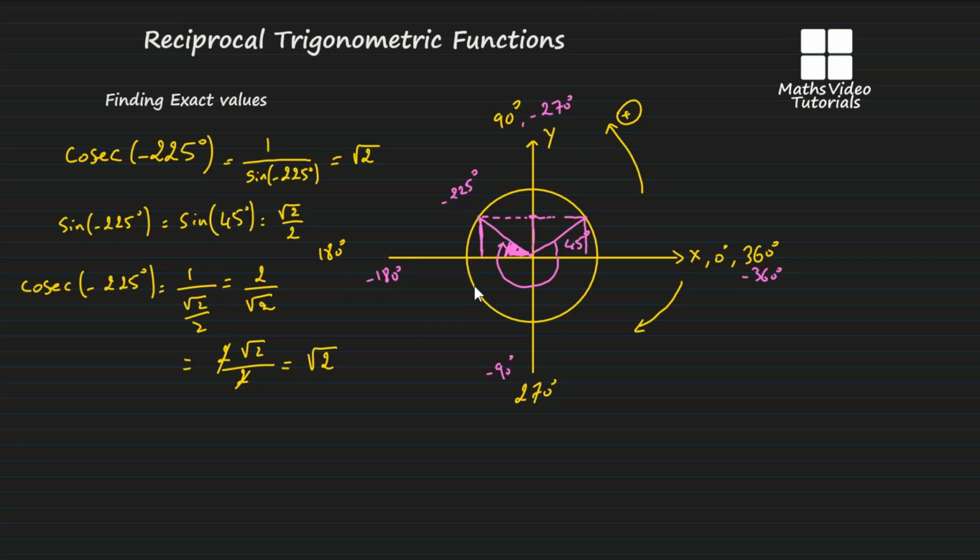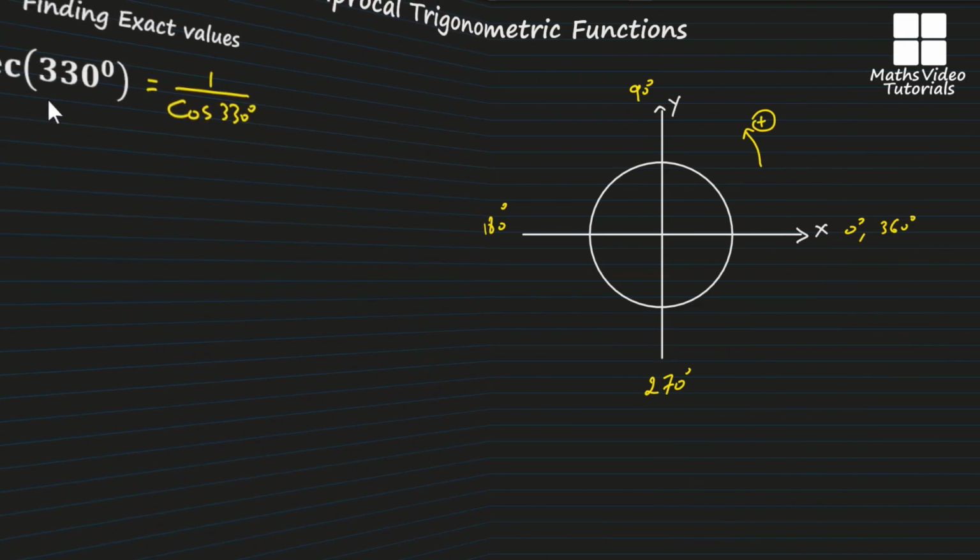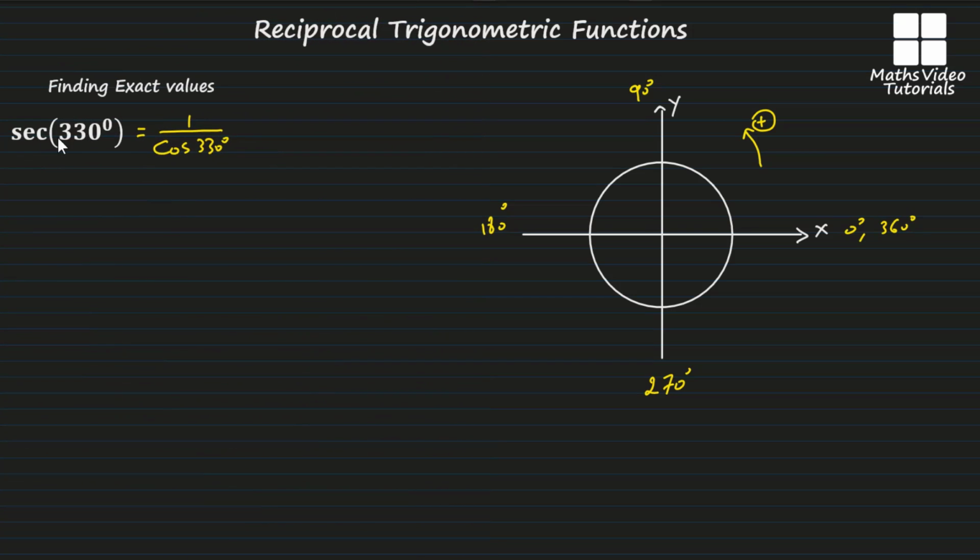Let's do another example. For this example, we're going to take a look at sec 330. We know by definition it is equal to 1 over cos 330. You could do this in a calculator. If you plug in 1 over cos 330 as a fraction, you will get the exact value. But we're going to stick to the unit circle and place the angle 330 following the positive direction of measuring angles in trigonometry on the unit circle.